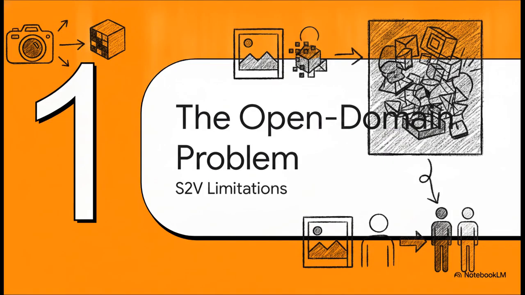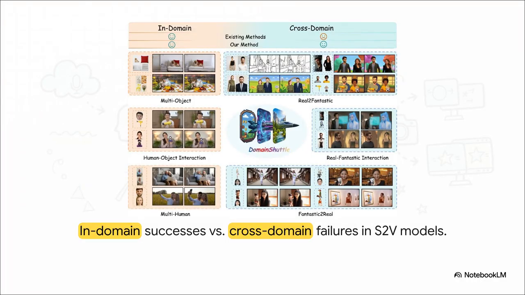All right, Section 1, the open domain S2V problem and its core limitations. To truly appreciate the elegance of DomainShuttle's solution, we first need to intimately understand the problem they were up against. The inciting incident for this entire explainer is a fundamental, almost structural flaw in our current video foundation models. Think about subject-driven text-to-video, or S2V. It has incredible real-world applications in advertising, creative design, and especially AI filmmaking.